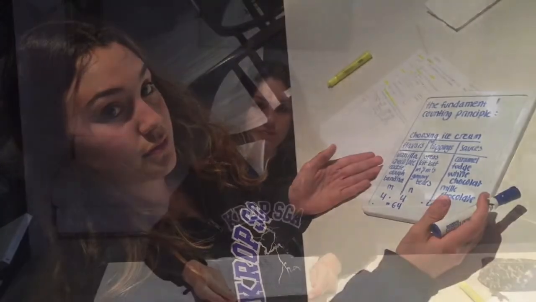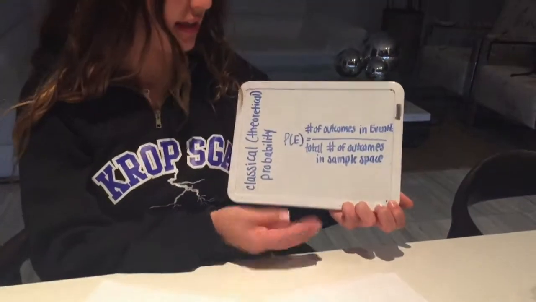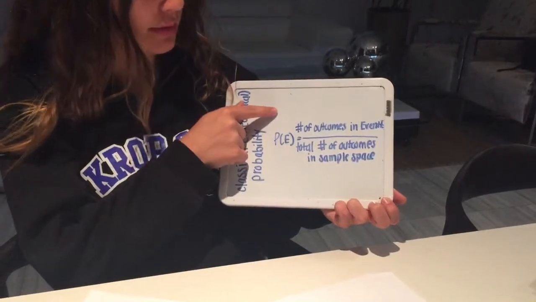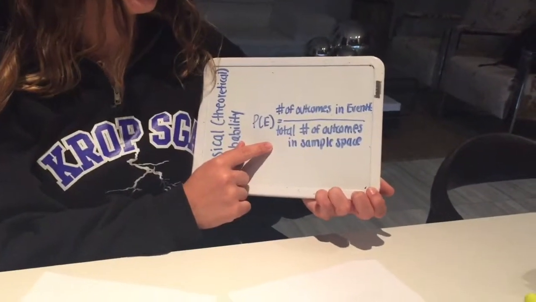The first type of probability we will be displaying today is classical or theoretical probability. The equation for classical or theoretical probability is P(E), which means event, is equal to the number of outcomes in event E over the total number of outcomes in the sample space. Here I will be showing you an example of that, because sometimes the equations aren't really good.